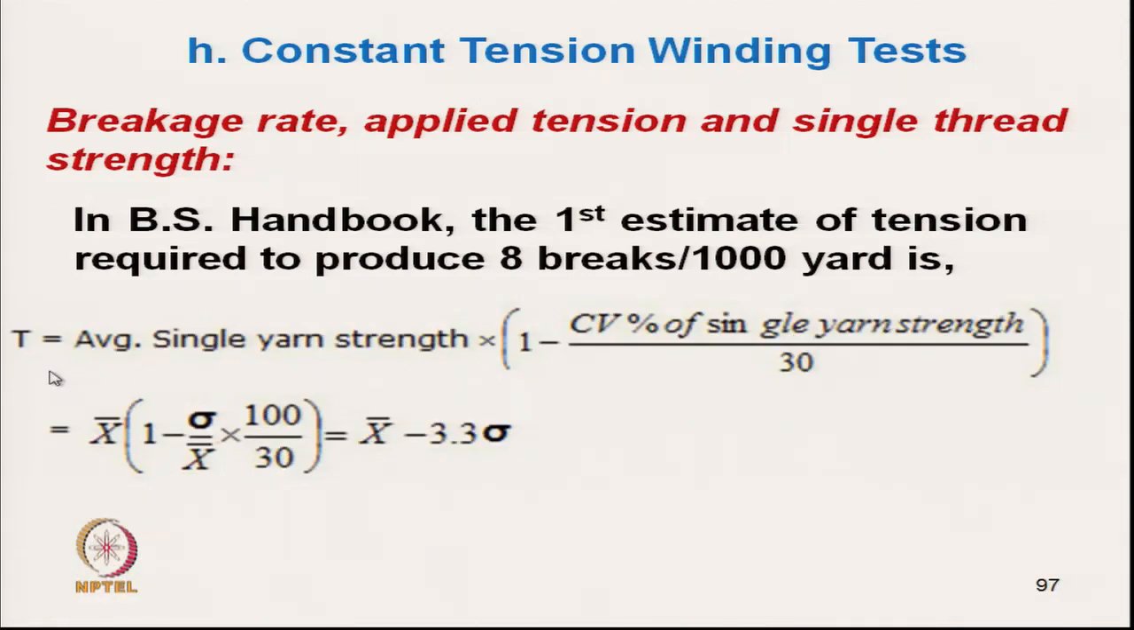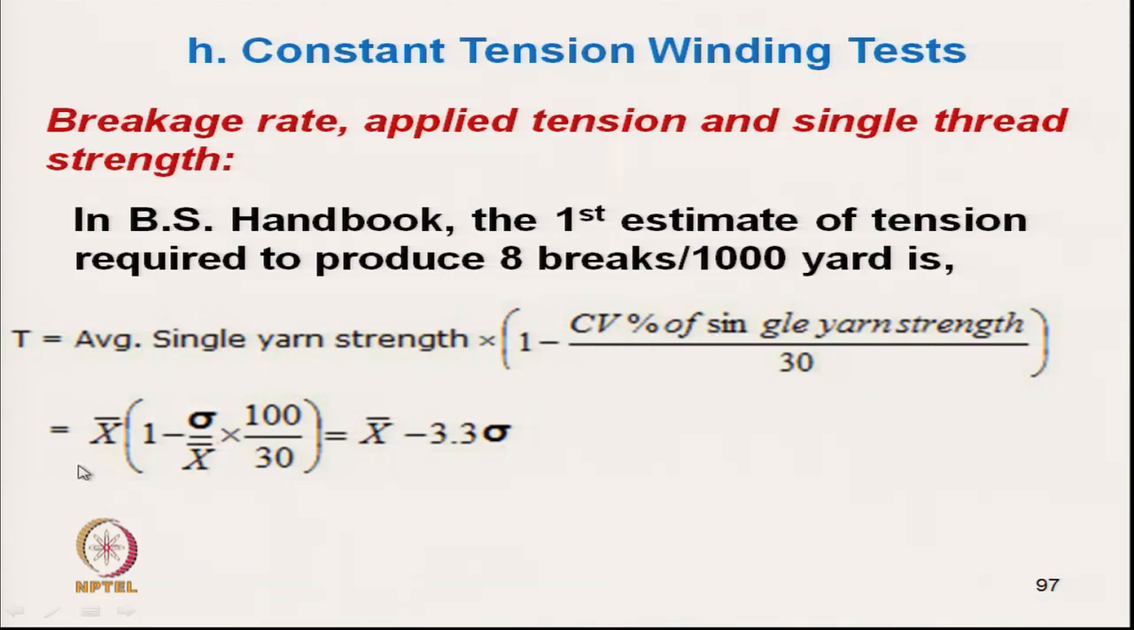What is the formula? T equals average yarn strength multiplied by 1 minus Cb% of single yarn strength by 30. This is given in the British Standard Handbook. If we specifically follow this, now what are we reaching? Here x bar means single yarn strength, and T is the tension required for the standard break of 8 breaks per 1000 yard.